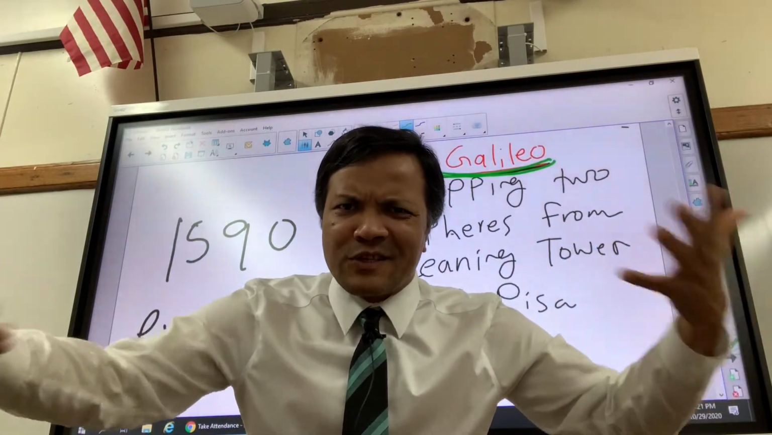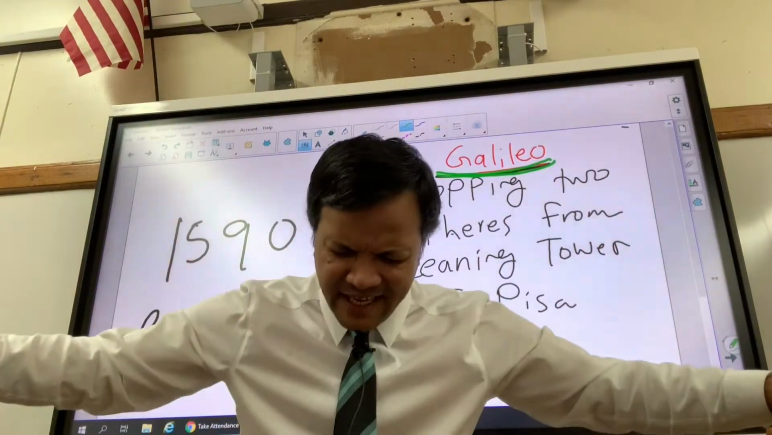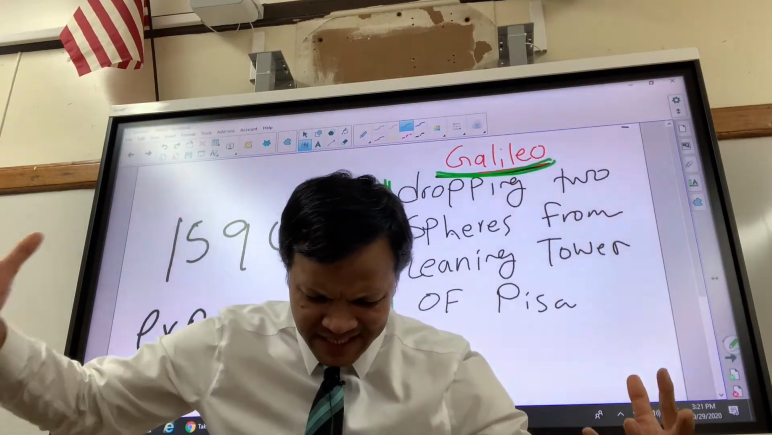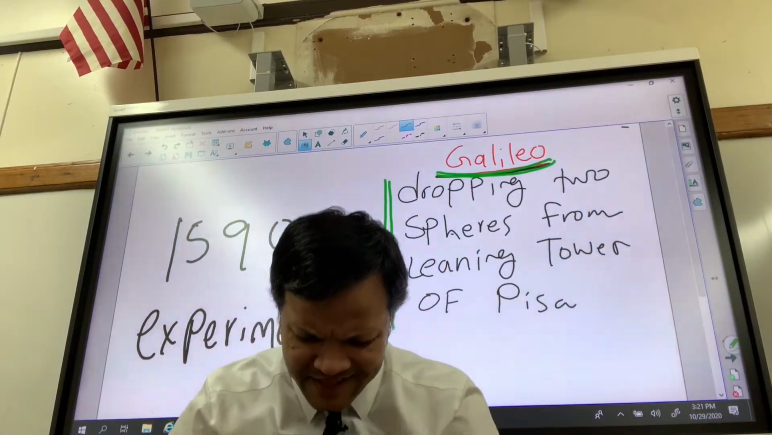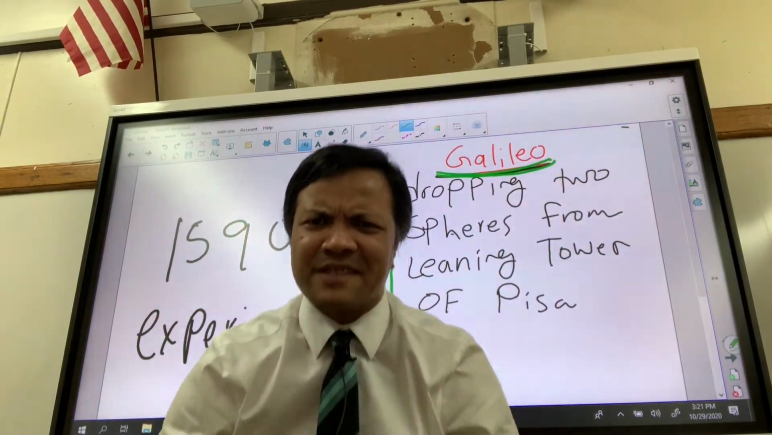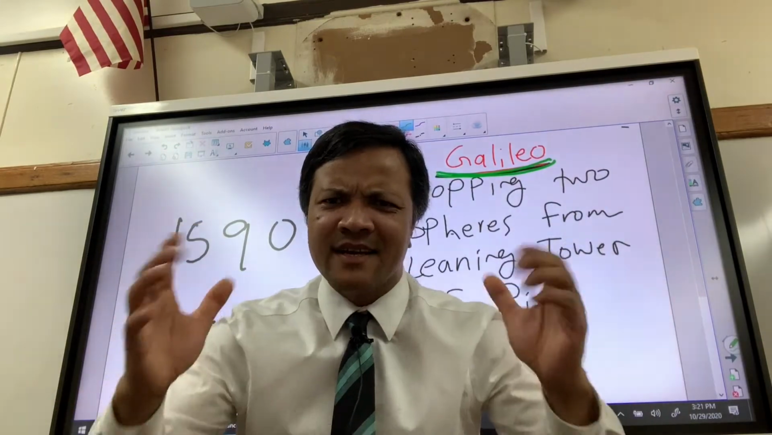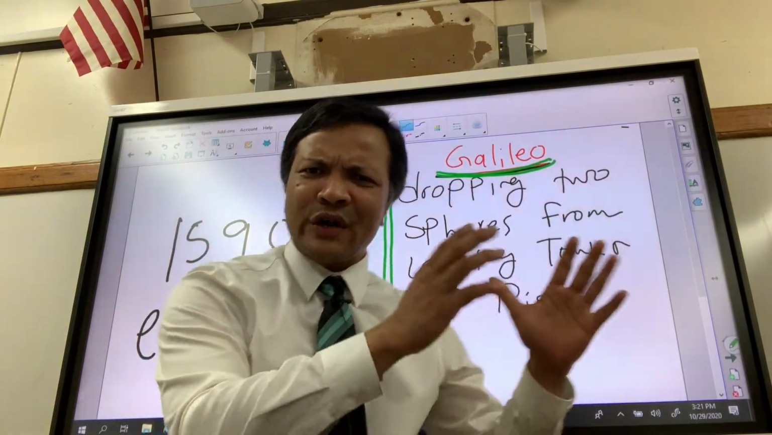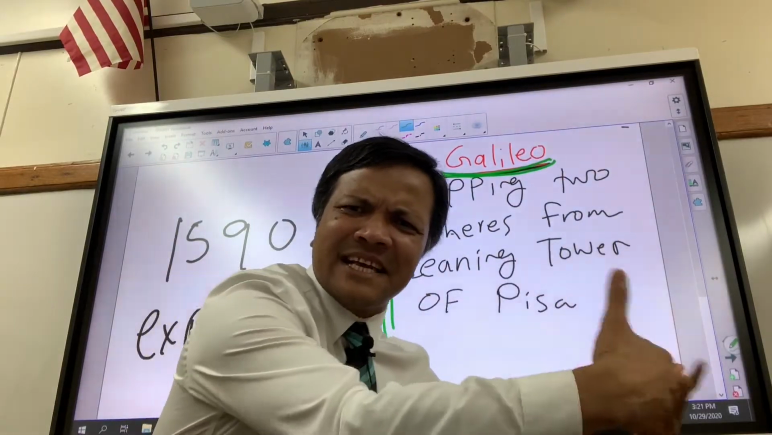to demonstrate one simple thing: that the time of descent is independent of mass, that the heavy object and the light object fall at the same rate, touching the ground at the same time, making Aristotle incorrect some 1900 years later.